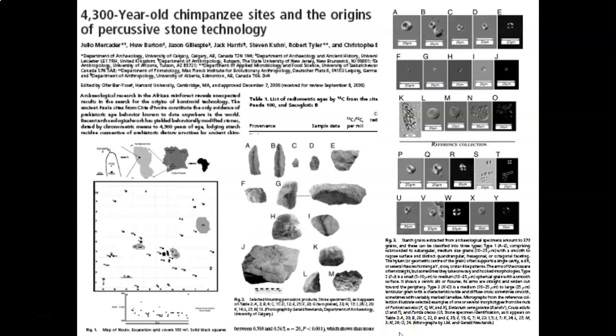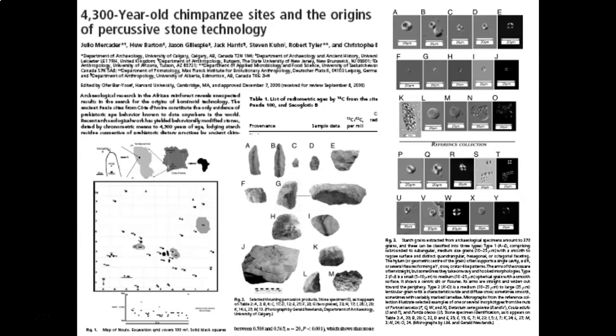This is one of my favorite studies of all time. I'm a little biased because one of my friends was involved in this, and some of my colleagues that I know. But what's interesting is that the work of Mercader et al., this article here, what they were able to do was recover some starch grains from some stone tools and they were able to demonstrate that these stone tools were not used by humans, but actually were used by chimpanzees.